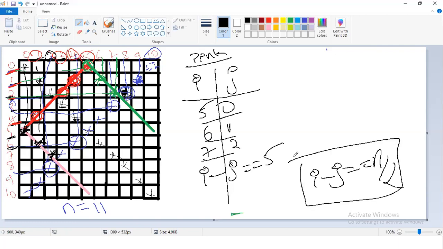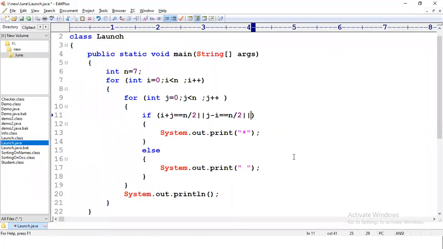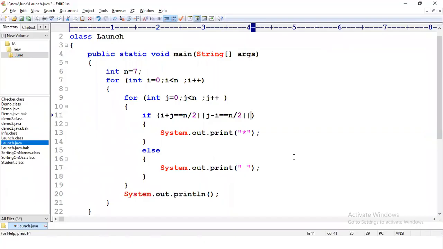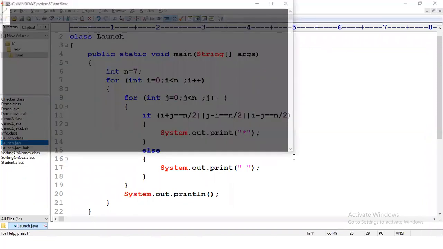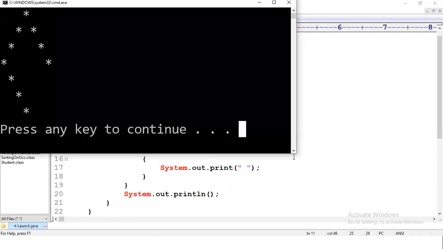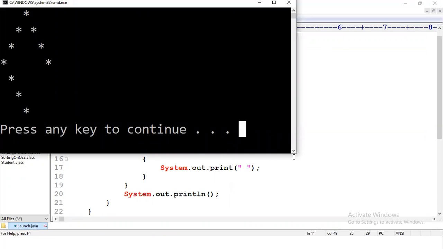Let's take a screenshot of this. Okay. So here we will say OR operator. What is the equation? It is i minus j equal to n by 2. Yes. Compile and execute it. I got that line also. Right. Next, let's see the next one.